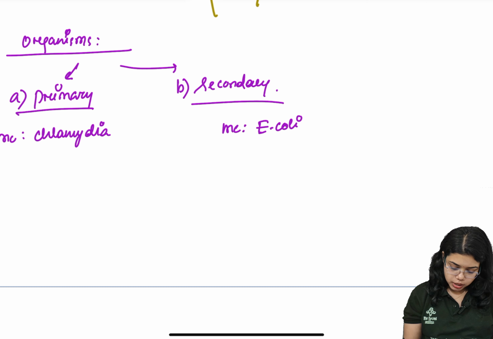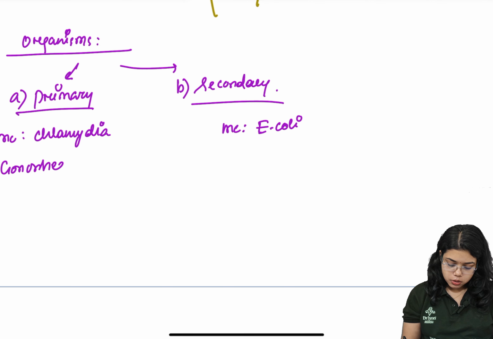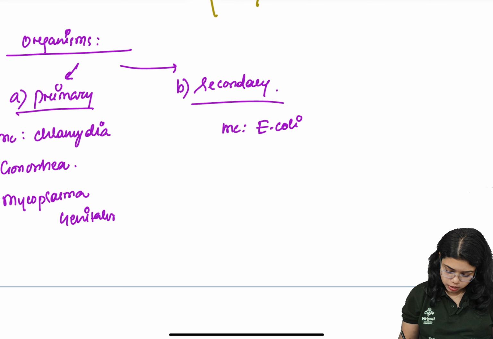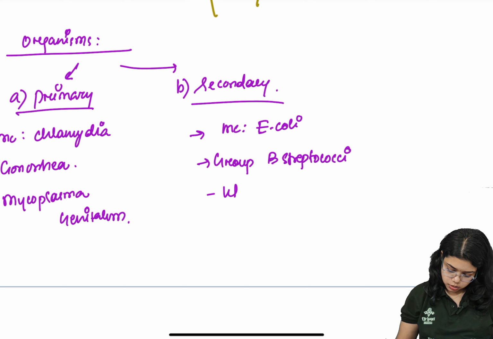Then what are the other causes? Gonorrhea, Mycoplasma genitalium. And for secondary, group B streptococci, Klebsiella, and other anaerobes.